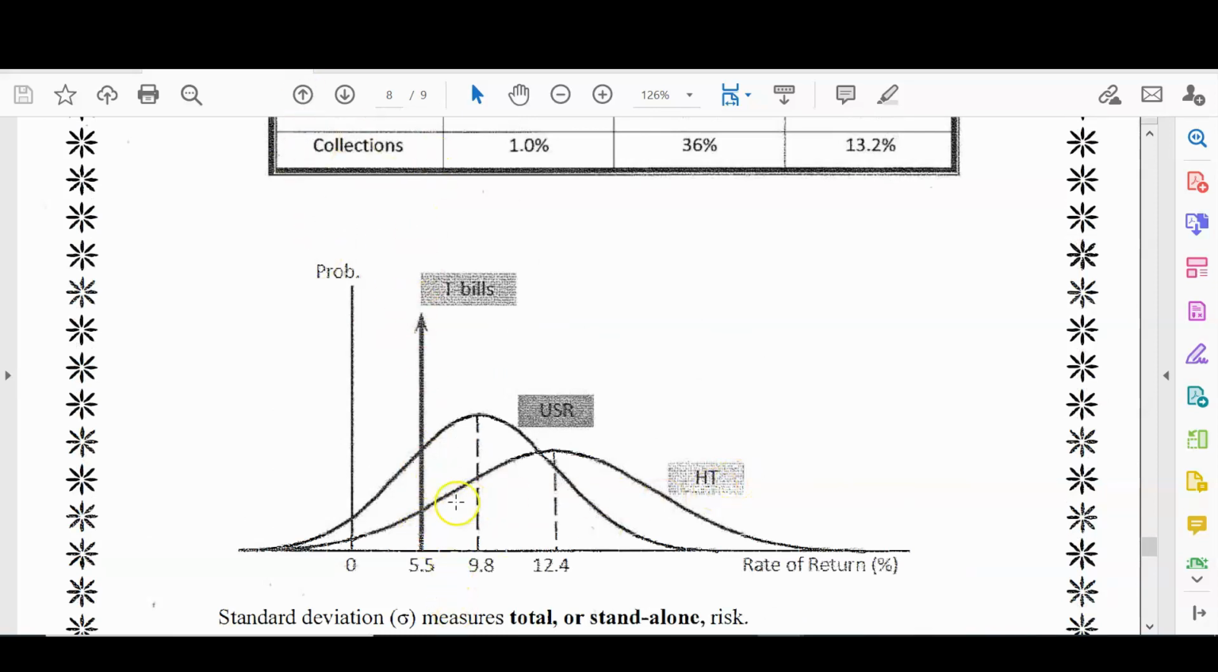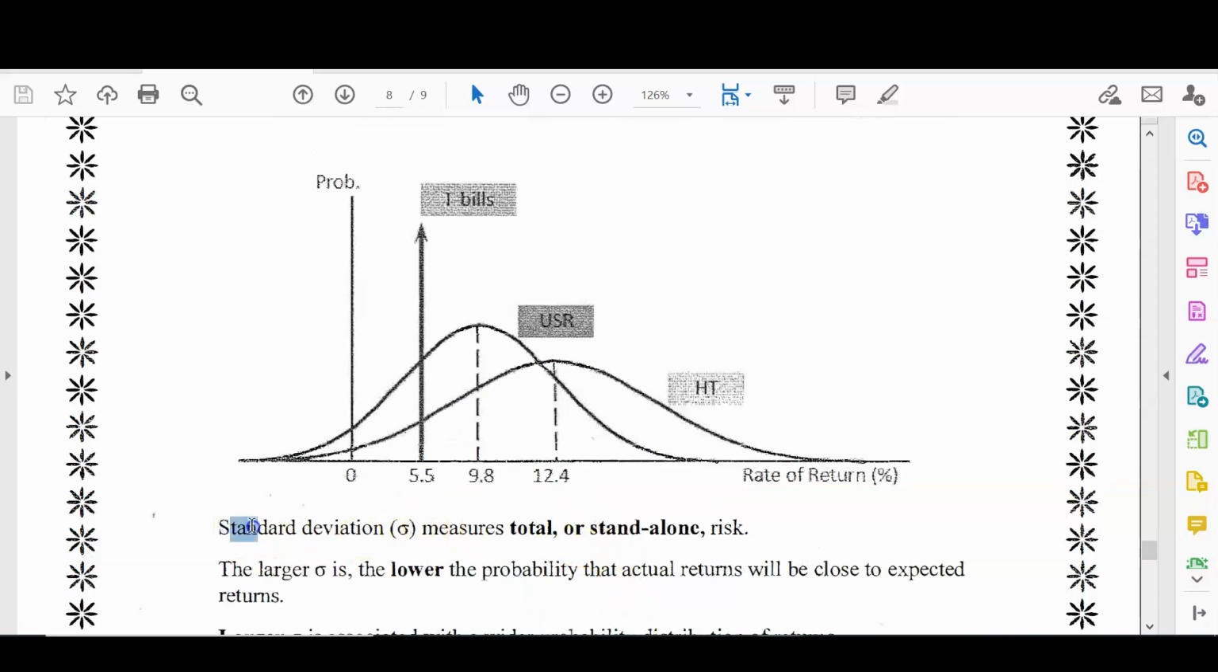line. And then for high-tech, the expected return is the highest, 12.4%, and it is also very widespread. Okay, it's flat. It's not as concentrated as US Rubber, where US Rubber has a lower expected return, 5.8, but it's more concentrated. The possible returns are more concentrated around the expected return, so it's less risky. Okay, so standard deviation measures total risk or standalone risk.